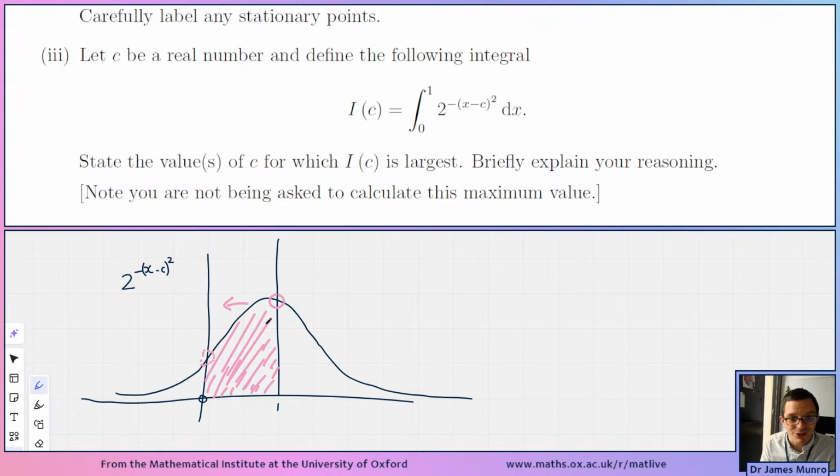I think I've overshot. Yeah, so I think the maximum comes when c is 1/2. And this thing is parked right in the middle, get the large bit of the function right where I can see it, right in my range of integration, so that I will get a large value for the integral. Good. It says briefly explain your reasoning. You're not being asked to calculate it. It's pretty hard to justify it without calculating it. So I think some sort of brief discussion of why that's the case.